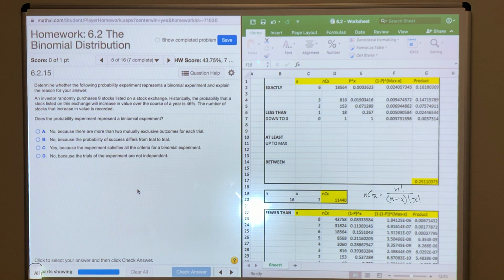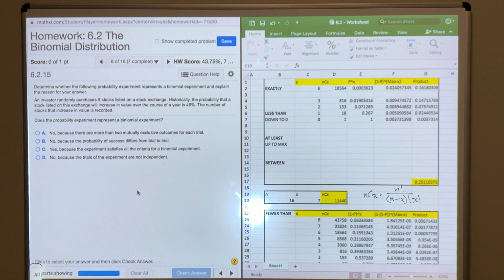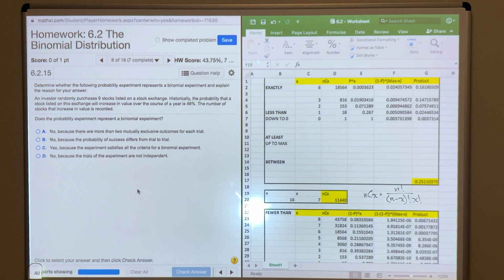Okay, let's take a look here. Well, if you look at your examples, this actually is one of them that's in there. But let's go through it. So it is a yes. You can either ignore it, but we could go through each of the options. No, because there are more than 2 mutually exclusive outcomes for each trial.